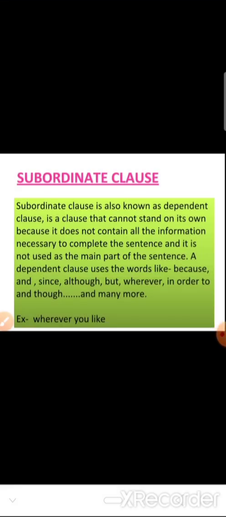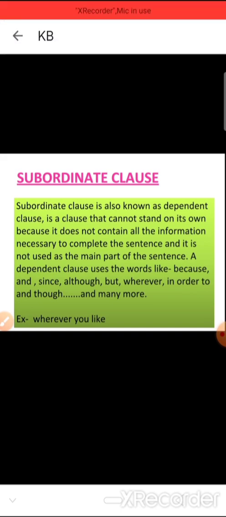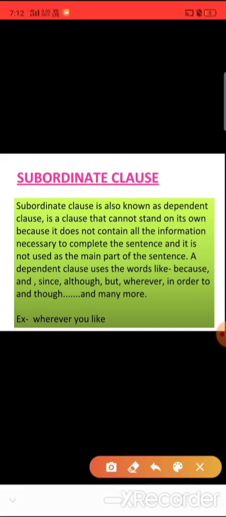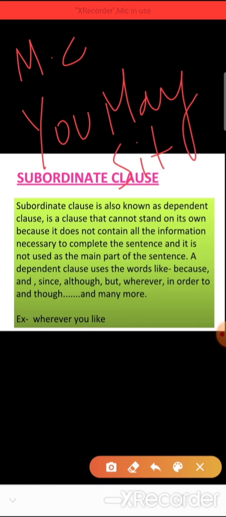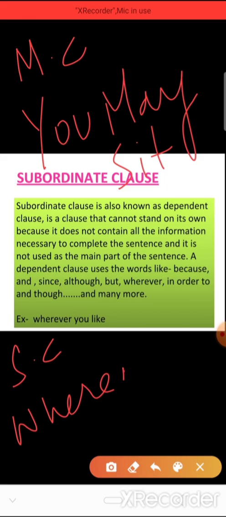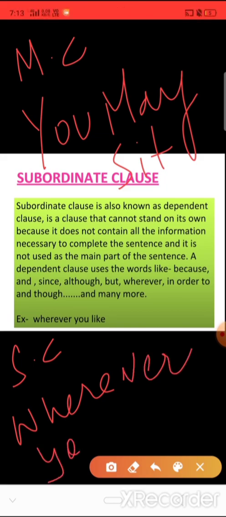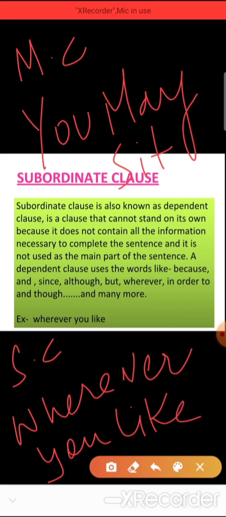Now if I tell you, we have the main clause. The main clause was you may sit. And the subordinate clause is wherever you like. So now the main clause is you may sit and the subordinate clause is wherever you like.